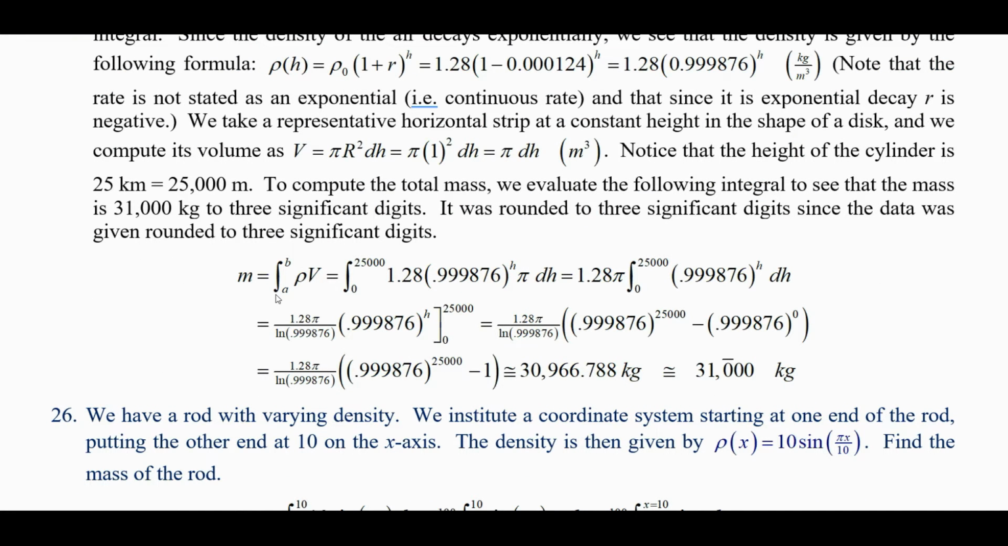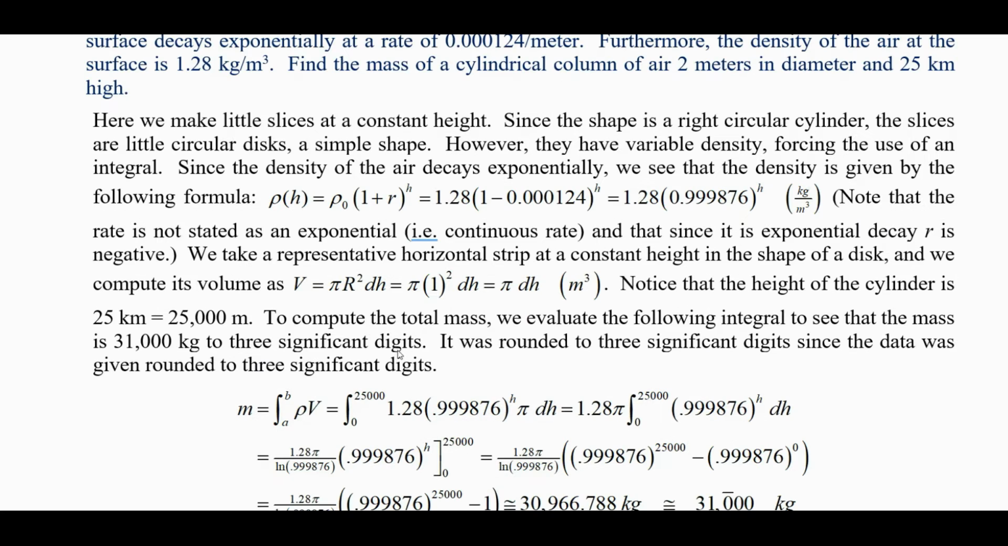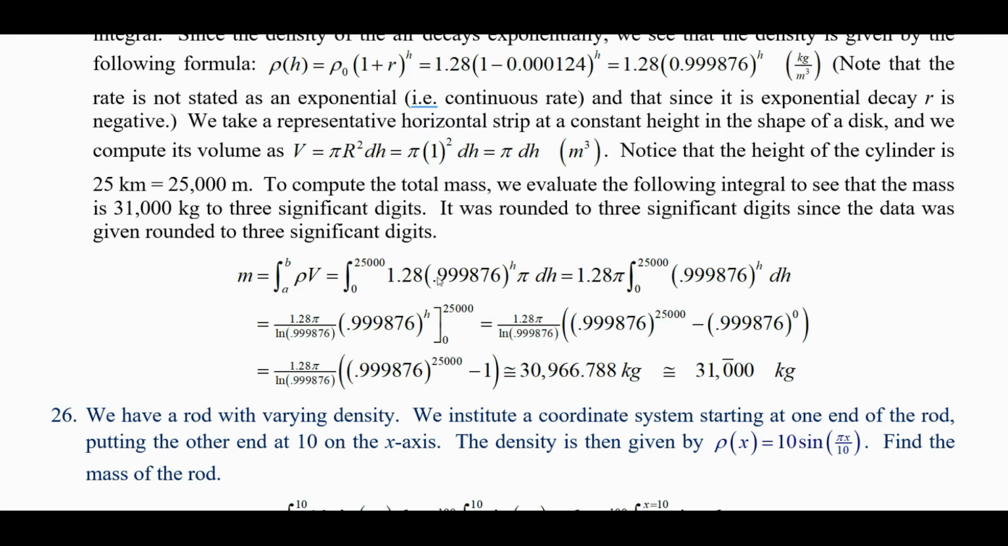So all you have to do is integrate the rho times the volume. The volume is going to be pi dh, and then the rho is given by the 1.28 times 0.999876 to the h. Okay, so let's see. I can pull the pi and the 1.28 out front. Actually, it's not too hard to do a very simple antiderivative. It's just the same function, but divided by the log of the base, which is what I have there. Evaluate from 0 to 25,000.